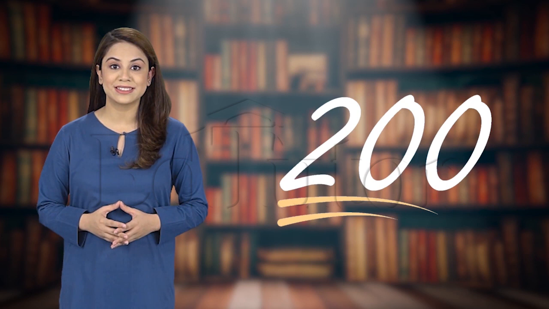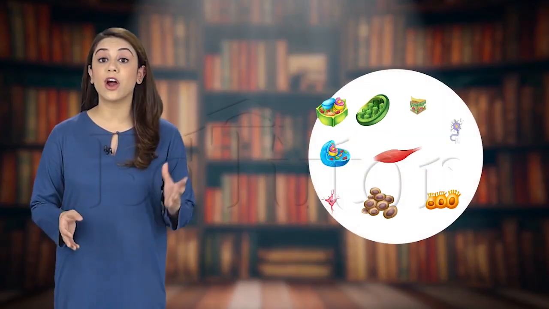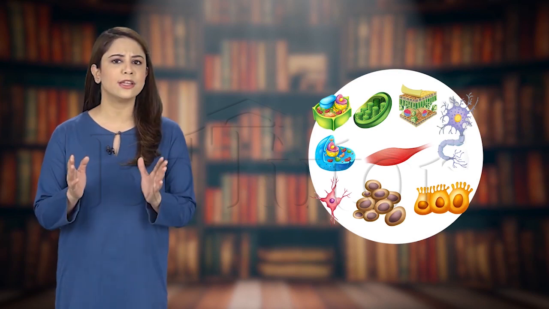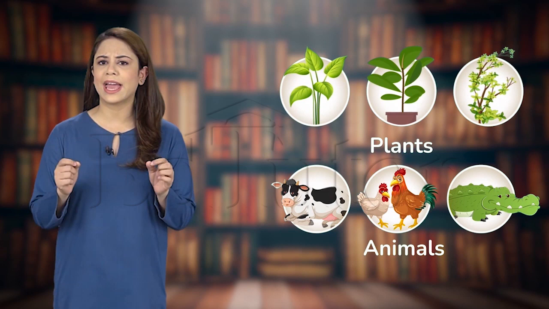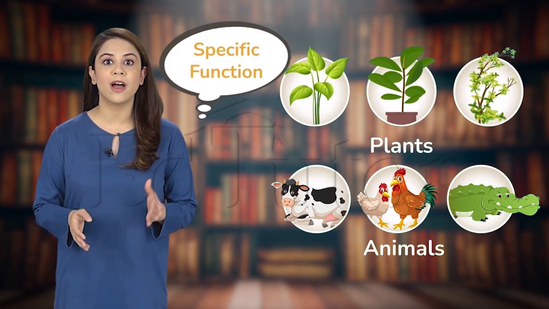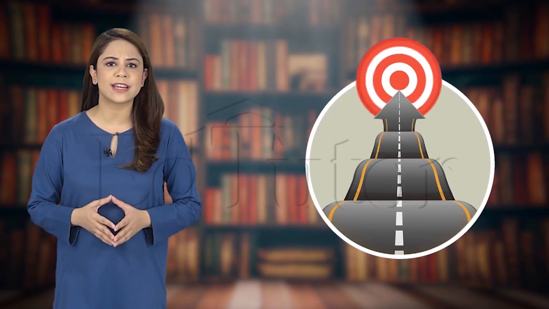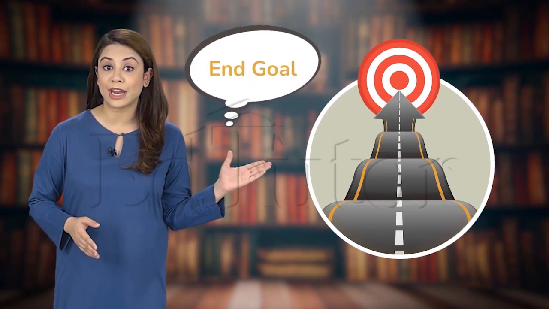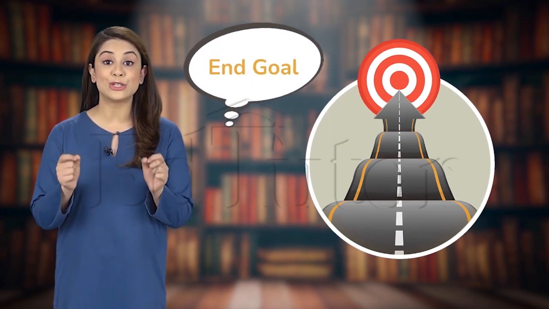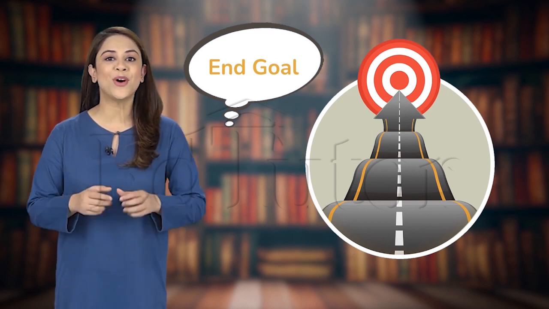That's huge. So, this teaches us the idea that there are different types of cells in the bodies of both animals and plants. And each of the cells performs a very specific function. But all this activity is for a common end goal, which is to make life possible, of course. And this brings me to our lesson for today.